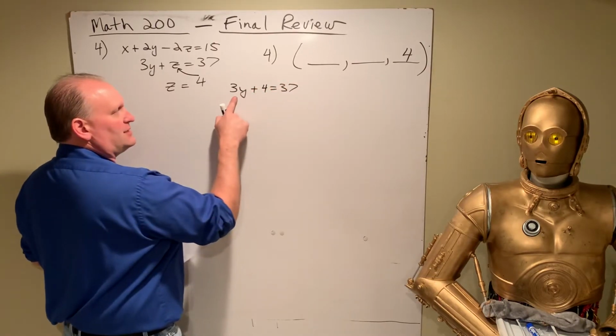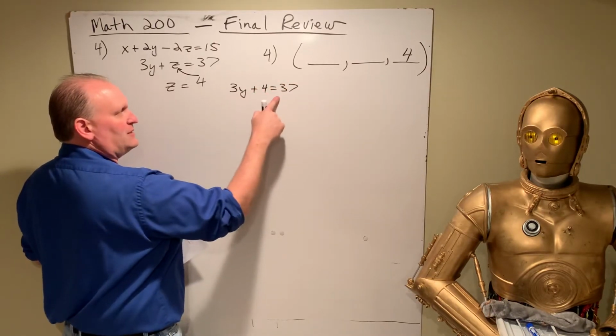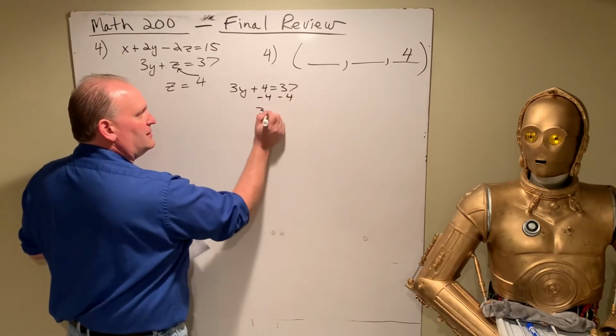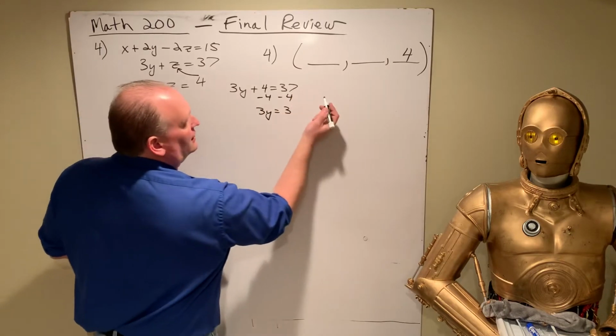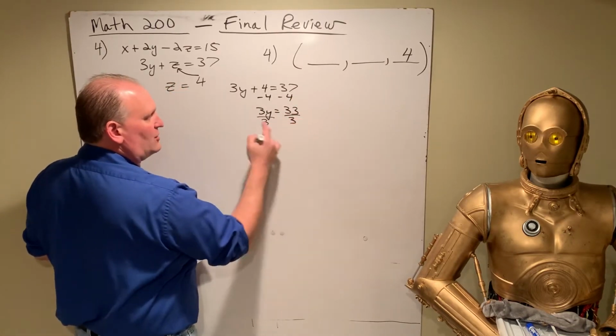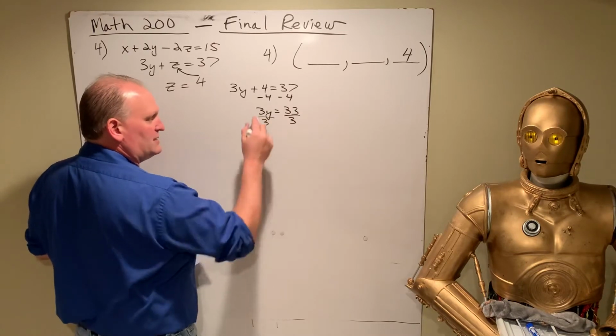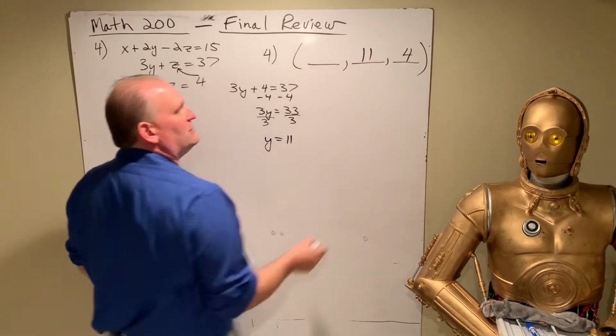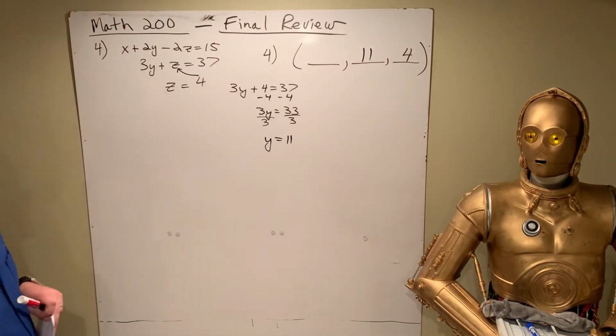And now look, it's just a single variable, and we're back to week 1. Two-step equation. Isolate the variable. And divide by the number in front to get the coefficient to be 1, right? 1y equals the name of the game. 11. So now 2 down, 1 to go.